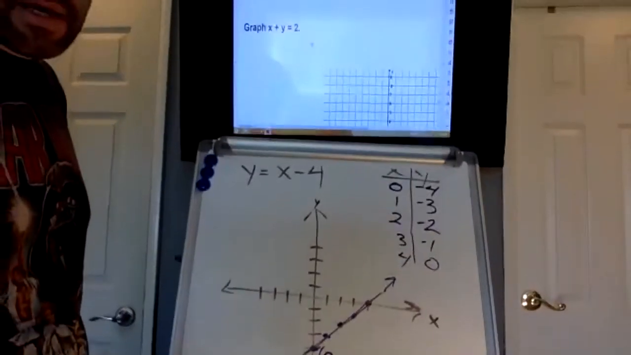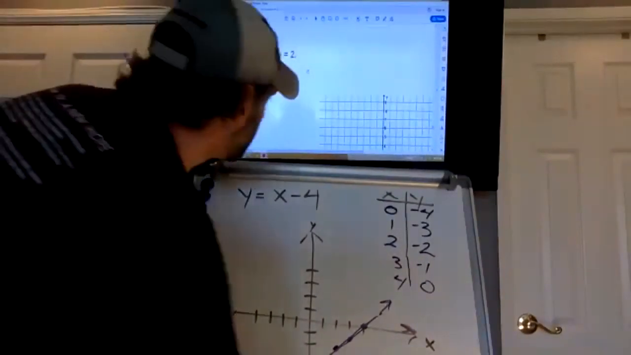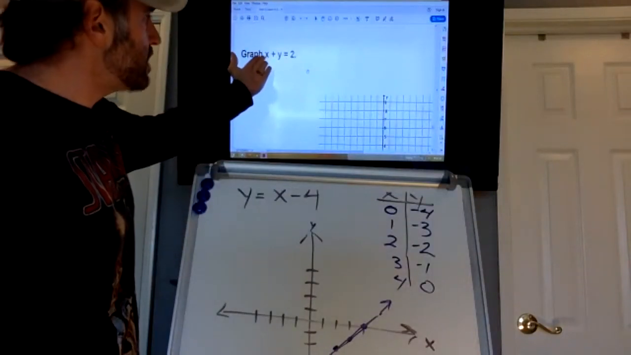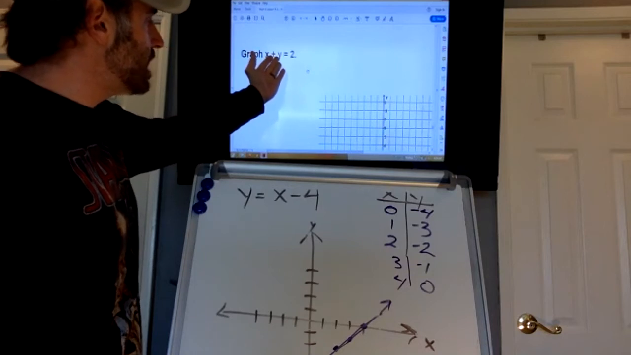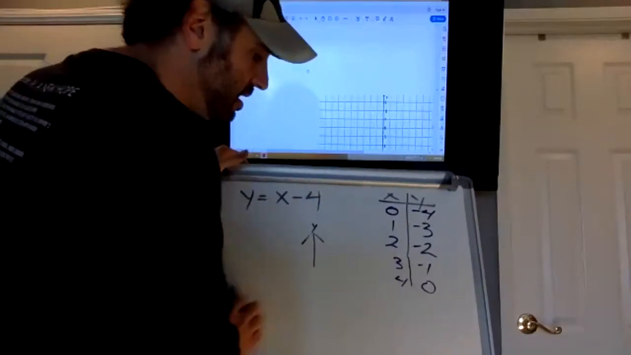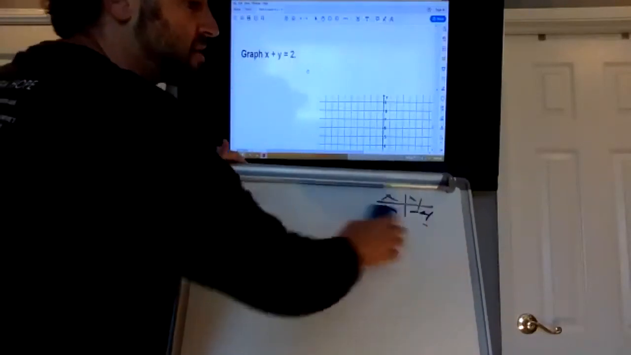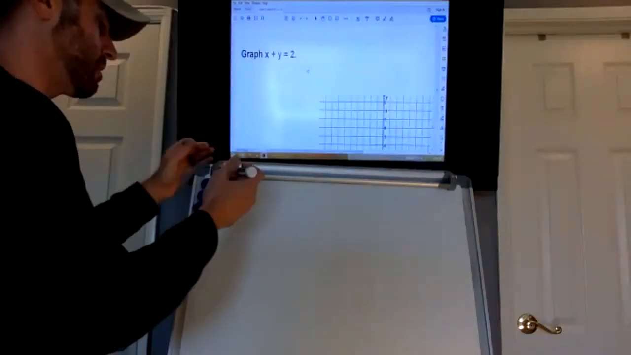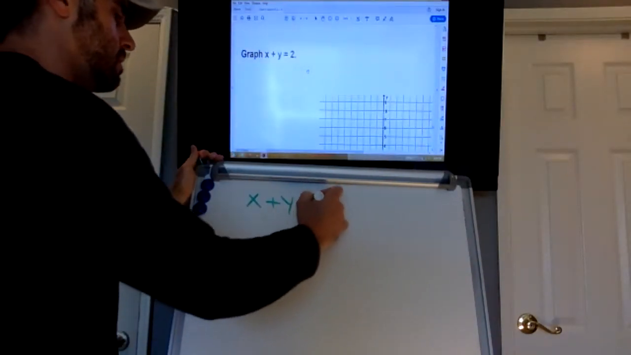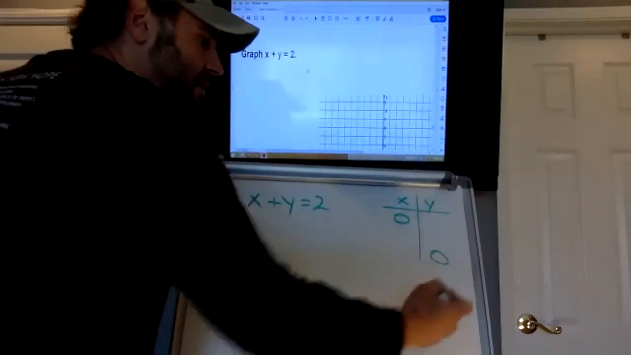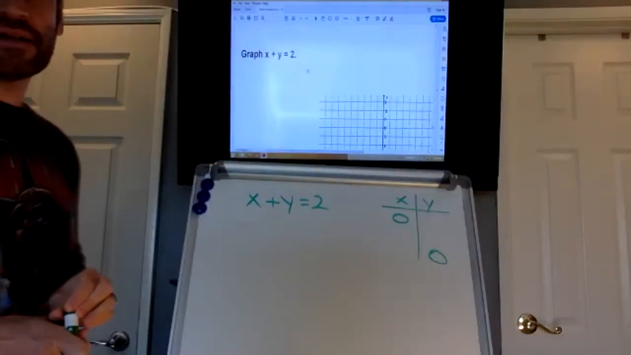Okay, so the next problem is X plus Y equals 2. That's like a budget problem. I'm going to buy this many of something for $1, I'm going to buy some other thing and they're $1 each, and I have $2 to spend. So this is called standard form. When X and Y are on the same side of the equation, that's typically standard form. I like standard form the best.